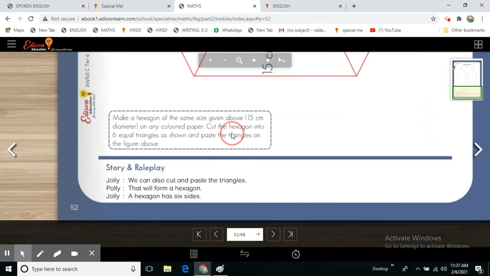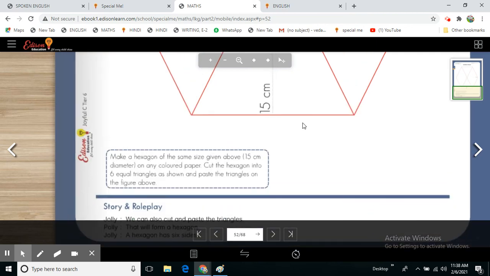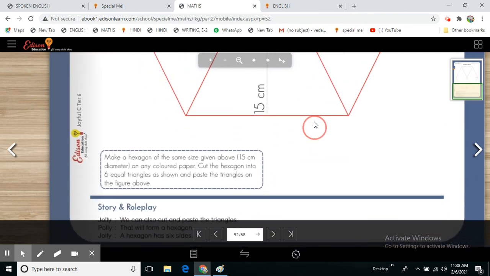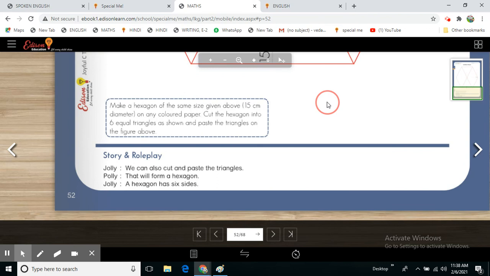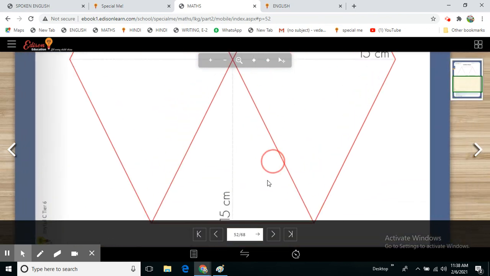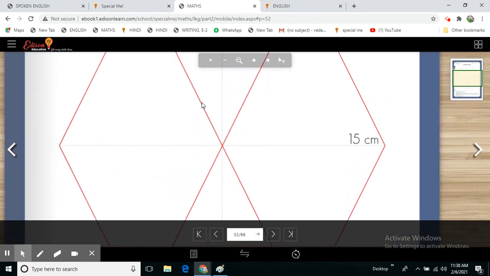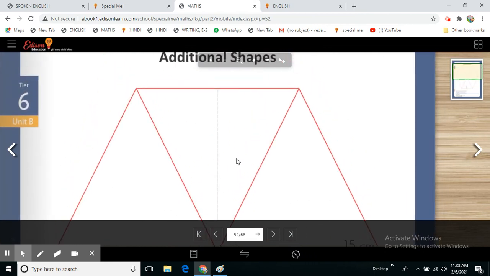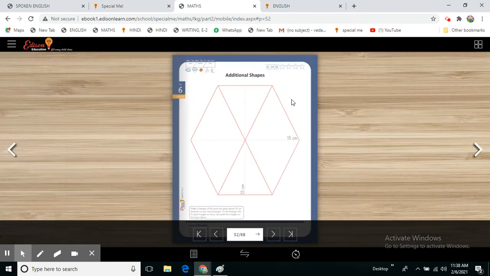Now, story and role play. Jolly, we can also cut and paste the triangles. Polly, that will form a hexagon. Jolly, a hexagon has six sides, right? Jolly said that we will cut triangle shapes and paste them, that will form a hexagon. And what shape will it become? A hexagon shape will be formed, right? A hexagon has six sides. And how many sides does a hexagon have? Six sides. Okay, so you have to do this work.